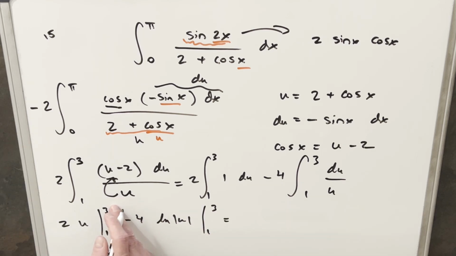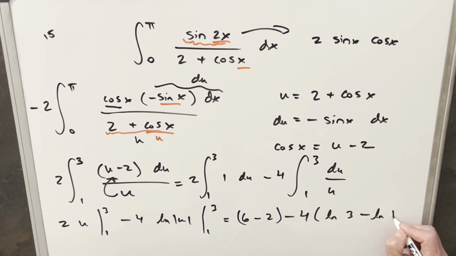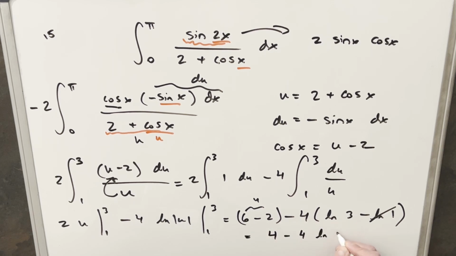Now just evaluating this, plugging in a 3, we're going to have 2 times 3, which is 6. Plugging in a 1, we're going to have a minus 2 here. Then I'm just going to keep my minus 4 out front. Then here I'm going to have natural log of 3 minus natural log of 1. Natural log of 1 is just 0. So for our final solution, we're just going to have 4 minus 4 natural log of 3.